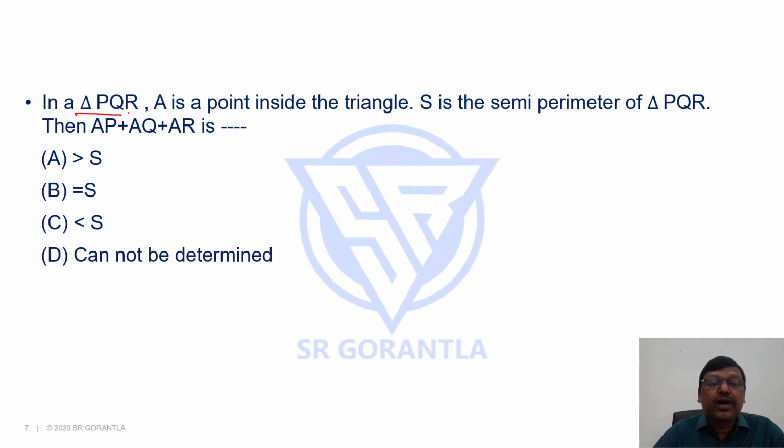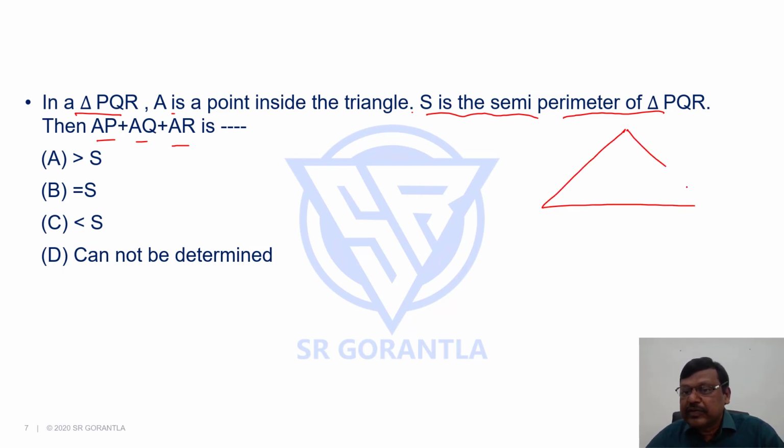In a triangle PQR, A is a point inside the triangle. S is the semi-perimeter of triangle PQR. Semi-perimeter means half the perimeter. Then AP plus AQ plus AR is what? If you look at this triangle PQR, A is a point inside the triangle. Let us say this is the point. AP plus AQ plus AR. Let me join AP, AQ and AR. Now the given triangle is divided into 3 triangles.